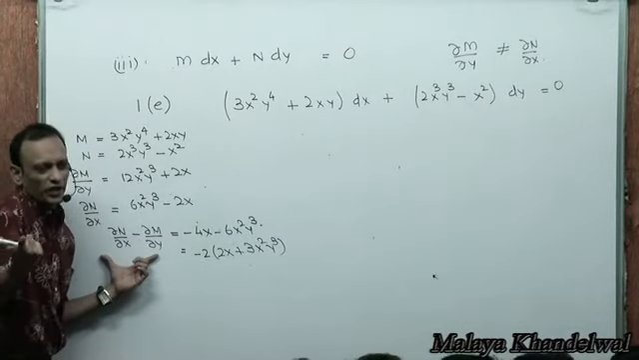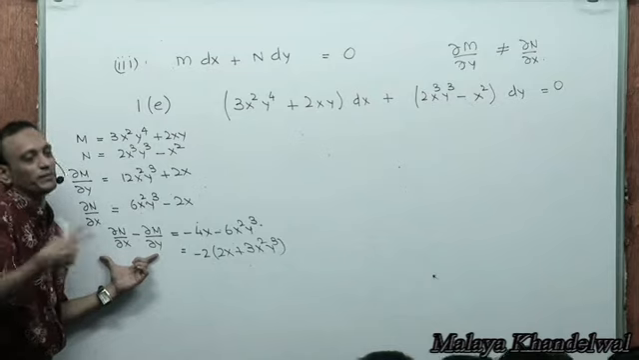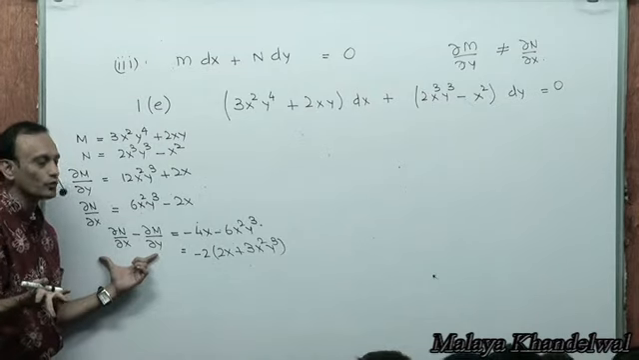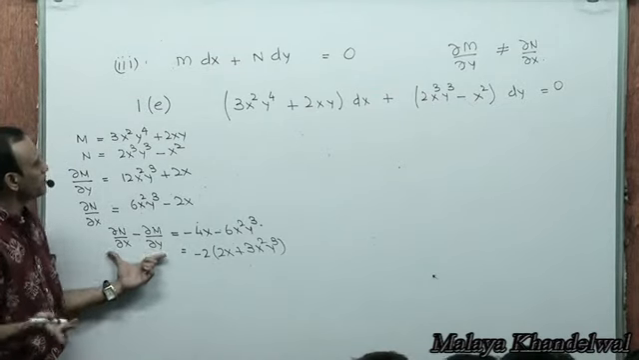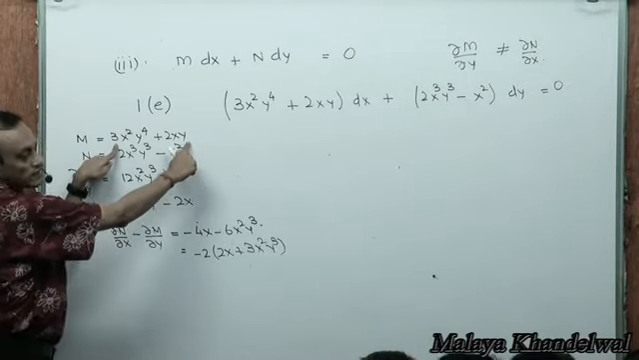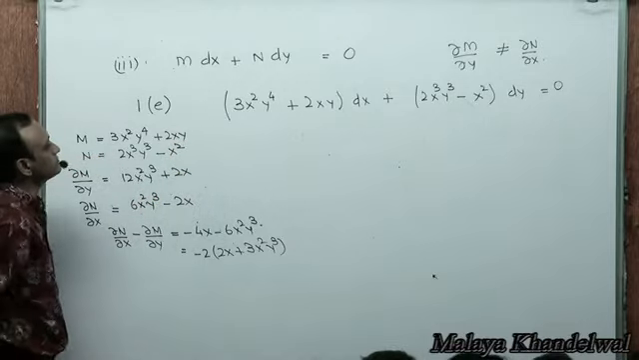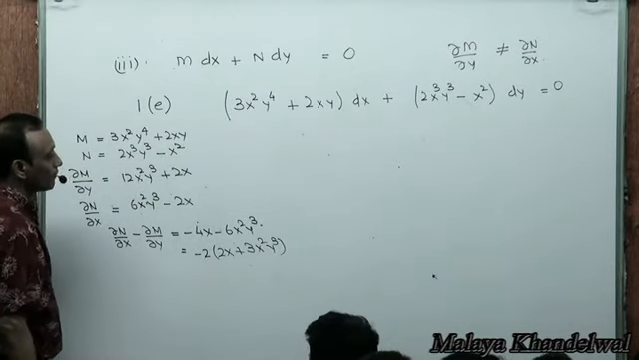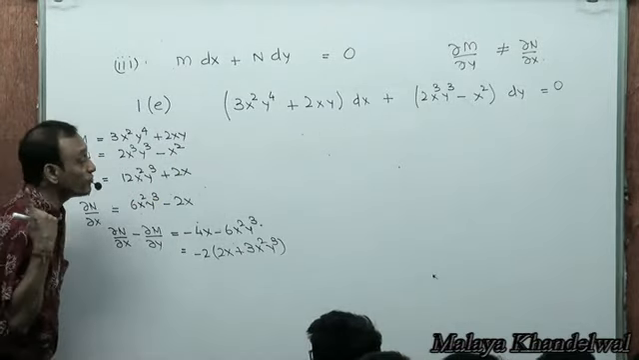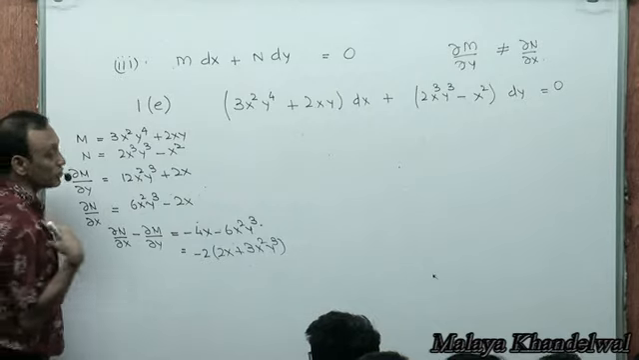There are only two things that you have to check: either divide by M or divide by N. So if I divide by M here, M is this. If I divide by M, what happens? It will be a function of y alone.